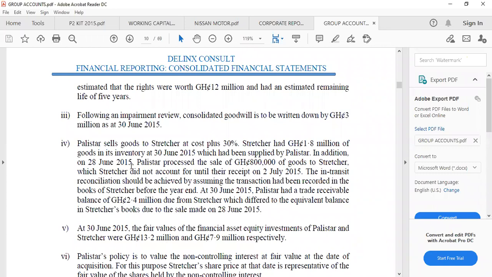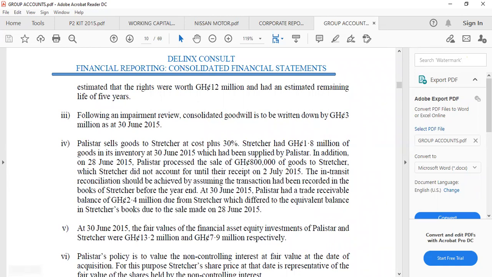All right. So the 4, I'm not touching the 4 because it is the parent that is selling. So maybe the unrealized profit and those things will be affecting the parent. That is why I didn't touch on that one. But we have touched on the impairment review. We have done the accounting policies too. Let's count to the 5 before we move on to the 4.